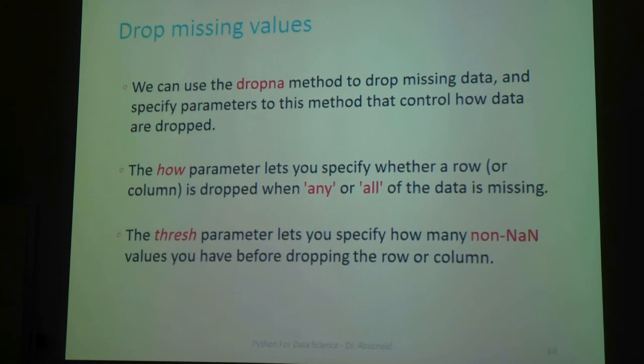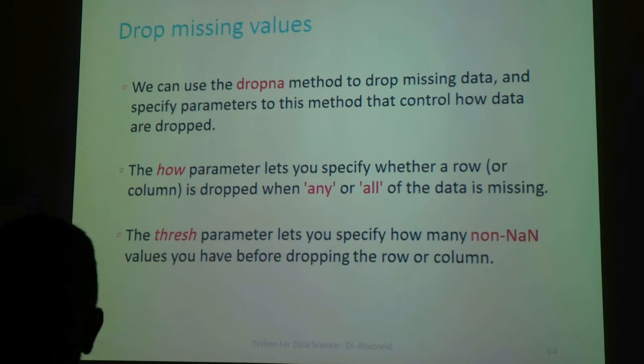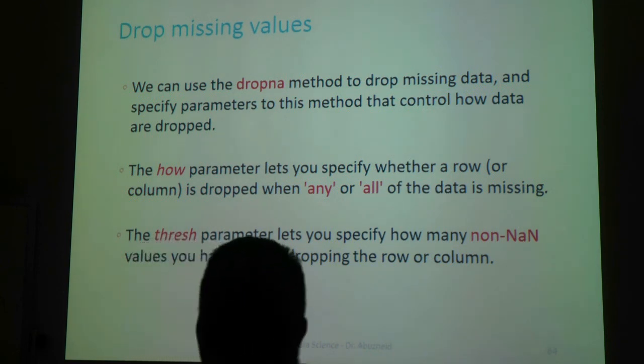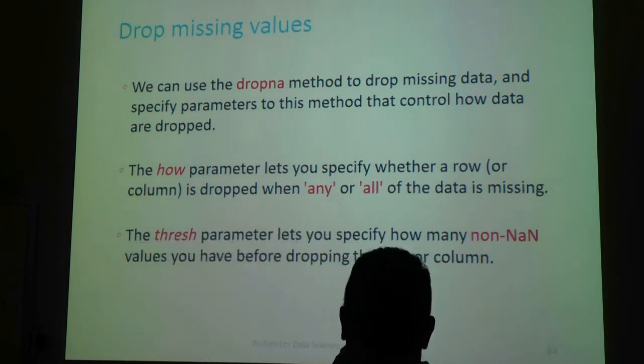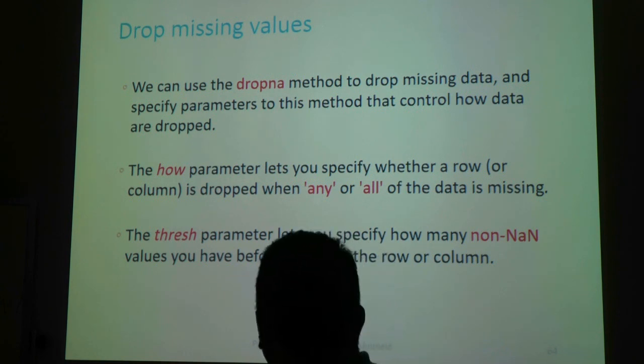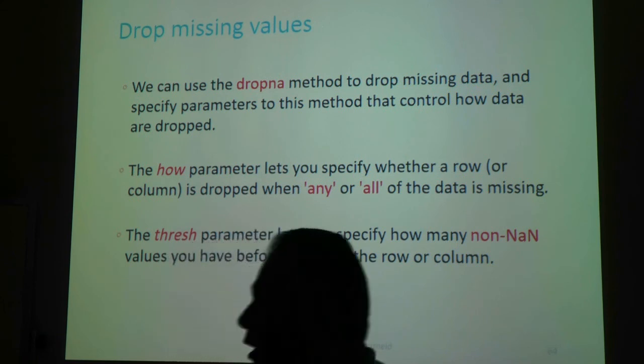It's clear, right? But the problem is, sometimes you have a row that has like 100 values, 100 readings, and you're missing 2 or 3. Does it make sense to drop it? Well, that's your call. That's your data analysis. Here we're teaching you the tool. How to do your data analysis depends on the data that you have. There is also a threshold parameter. It lets you specify how many non-NaN values you must have before dropping the row or the column. So you could drop the row and you could drop the column.